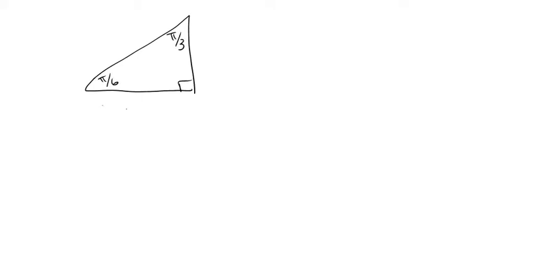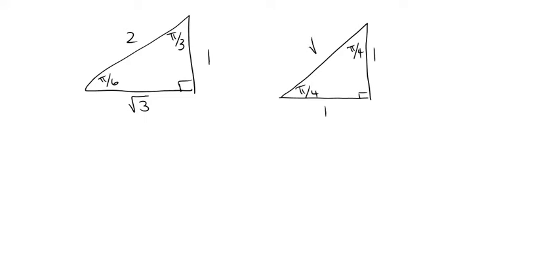Okay, so now that we've got our two special triangles, I'm just going to draw them here so we have them to refer to. So we have this guy, and then our other special triangle looks like this. So these are our two special triangles. They're really great for giving us exact values of trig ratios.